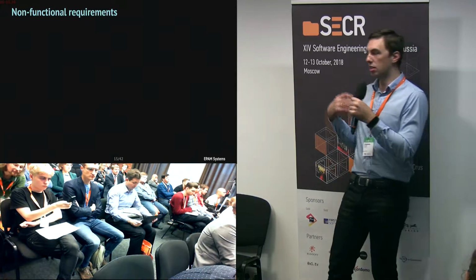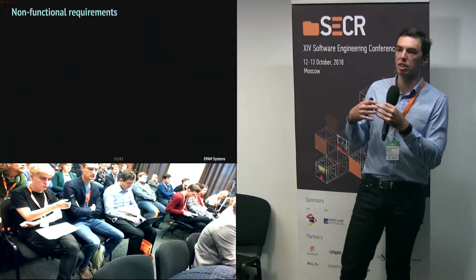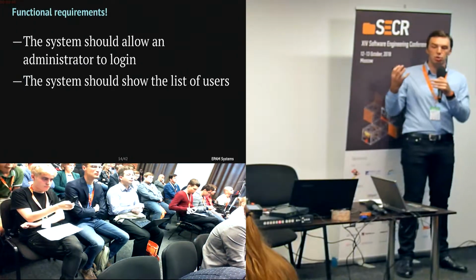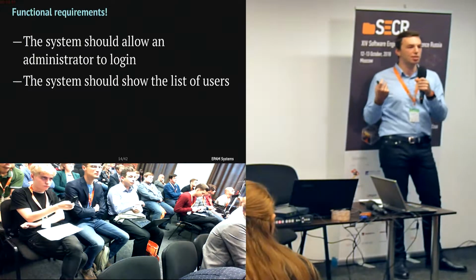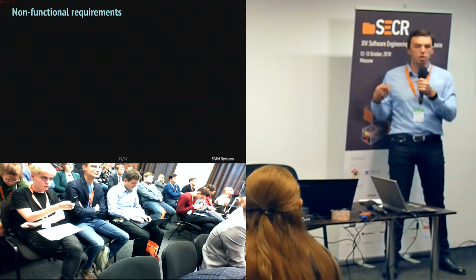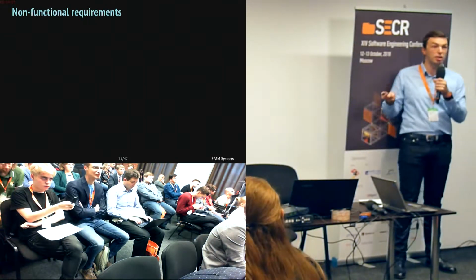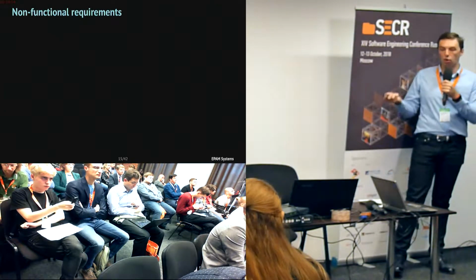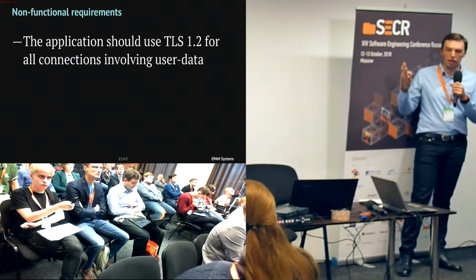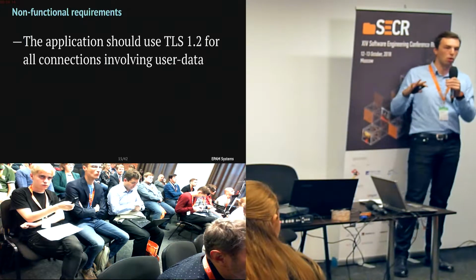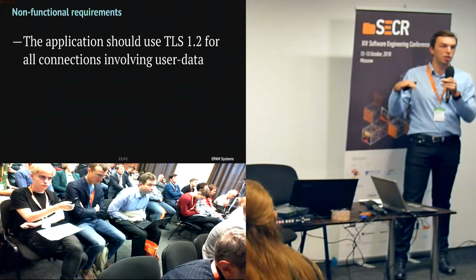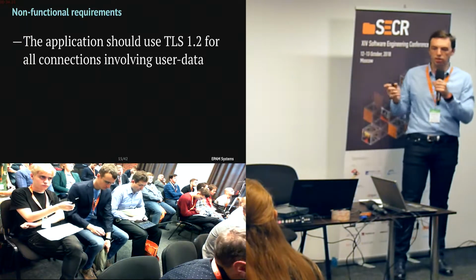The more interesting part is non-functional requirements, because those requirements tell us how the functional requirements should be implemented. Because, for example, the system should allow an administrator to log in. Will you be satisfied if it will take 20 minutes? I believe nobody will. So we need to gather non-functional requirements that tell us how our system should behave and how it should implement our functional requirements. For example, if you have some security requirement, like the application should use TLS 1.2 for all connections involving user data. Okay, so here you understand that HTTP is not the choice of your architect, okay?